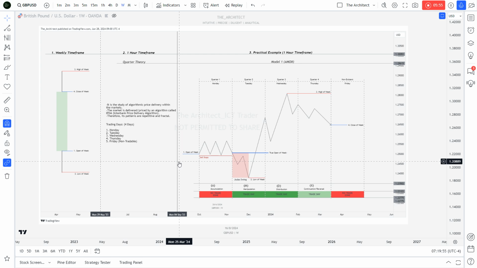So let's continue. Now we have a brief understanding of what quarter theory is, and all of it exists because of an algorithm. And because there's an algorithm, we understand that the market is fractal, and we get to understand this time and price theory, and that specific things occur at specific times and specific price levels. So that itself is quarter theory. So let's get into it.